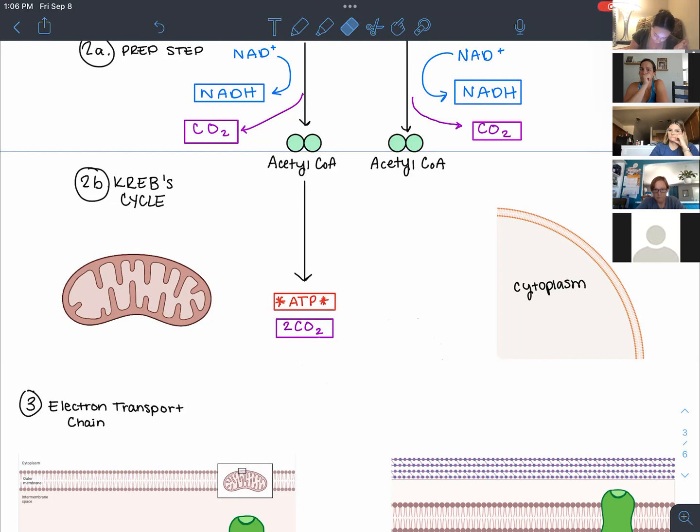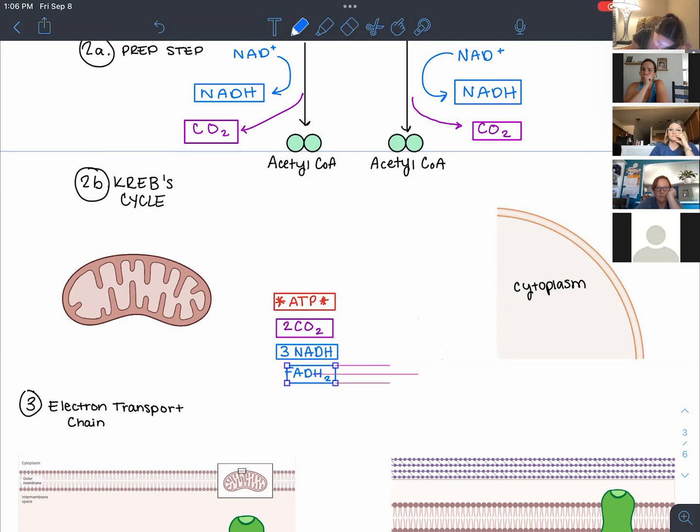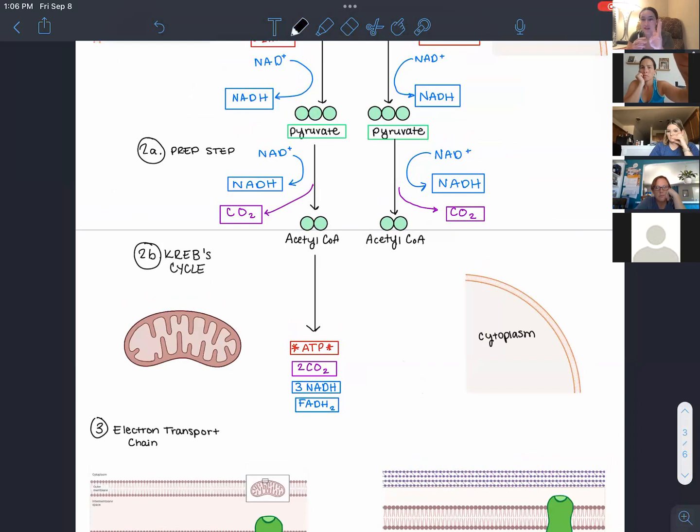Hold on, I'll just put all of these down. So yes, from 1 acetyl-CoA, we get 3 NADH, 1 FADH2, 2 CO2, and 1 ATP. I put all of my high energy electron carriers in blue. And it's doubled again, right? That was for 1 acetyl-CoA. We have 2 of those that come from 1 glucose molecule. So all of this is doubled. That's what I have on the other side.